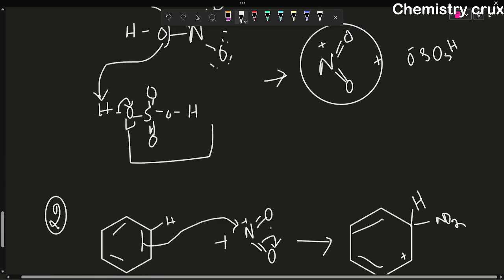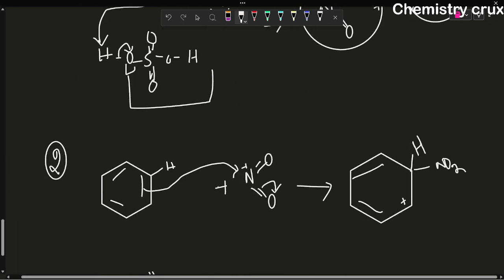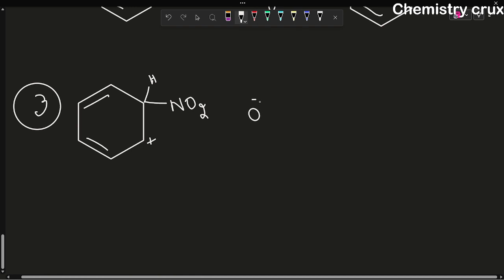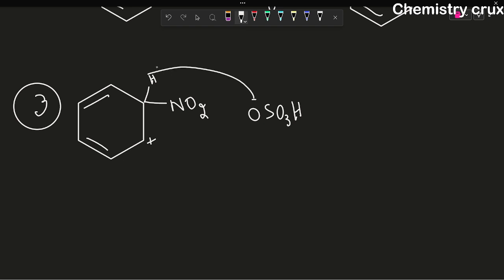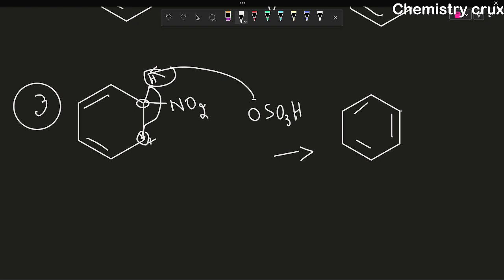We'll be taking the base that is formed over here. This will be O negative, SO3H. It will be taking this H positive, and this electron will be given to this carbon, which will form a double bond between this carbon and this carbon again. So aromaticity will be restored. Now you can see we have 3 double bonds again, and there is no H present now; it seems that this H has been replaced by this NO2. So substitution, and here you got the product.